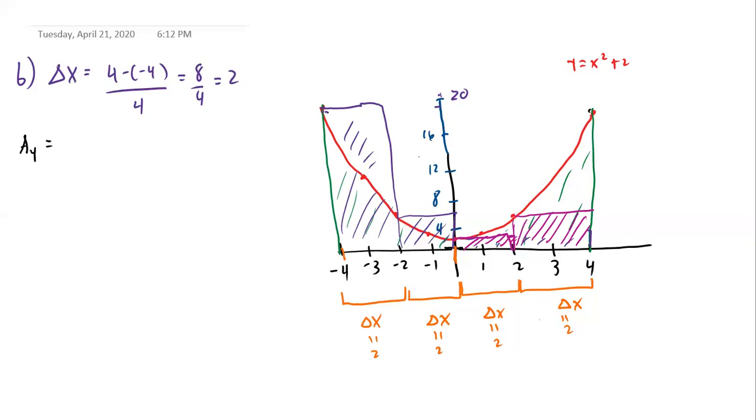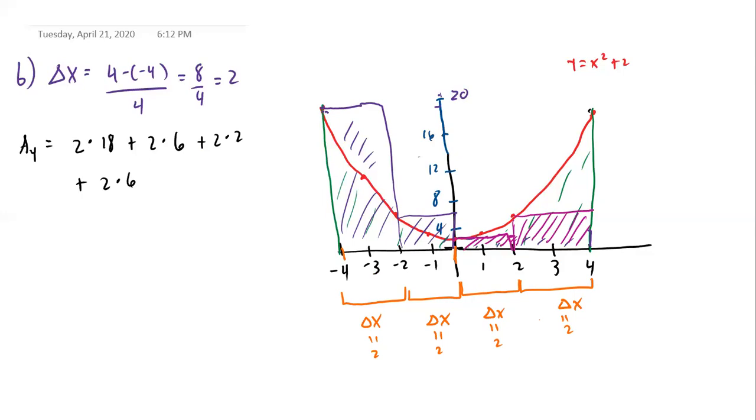All of the intervals have length 2, each rectangle. So we have 2. The first height is the function evaluated at -4, the left endpoint. As we saw, that's 18, plus 2 for the length, that's always the same. The height is the function value evaluated at -2, which is the left endpoint of the next subinterval. -2 squared plus 2, that's 6, plus, again, 2 times. Now, the next subinterval, the left endpoint is 0. The function evaluated at 0 is 2, and plus the next subinterval, the left endpoint is 2. The function evaluated at 2 is 6. So 2 times 6.